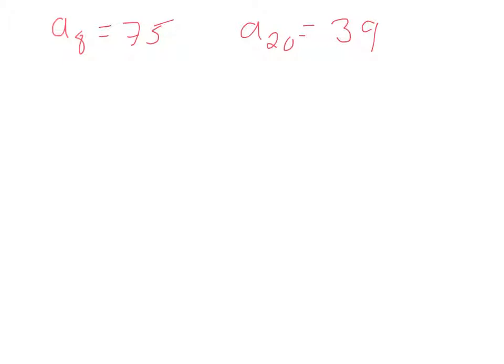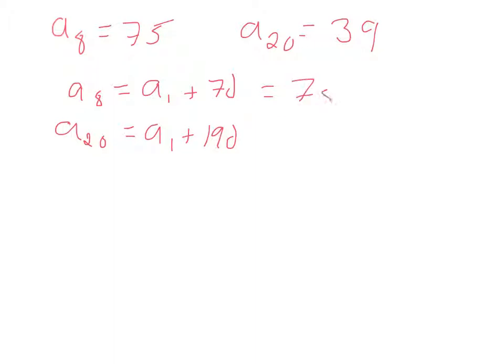The first thing we should do is realize that a sub 8 by our formula is just equal to a sub 1 plus 7d, that is n minus 1 times d. And a sub 20 is equal to a sub 1 plus 19d. We know that a sub 1 plus 7d equals 75, and a sub 1 plus 19d is equal to 39. So we have a system of equations. I would subtract the bottom equation from the top equation.